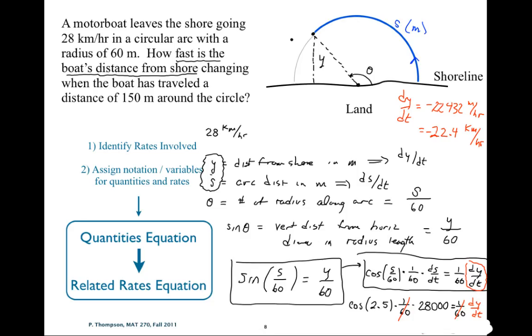Okay, so that wraps up our examples for related rates. Now that we've done related rates and optimization, on the exam, it's not going to tell you which type of problem it is, so you have to identify.